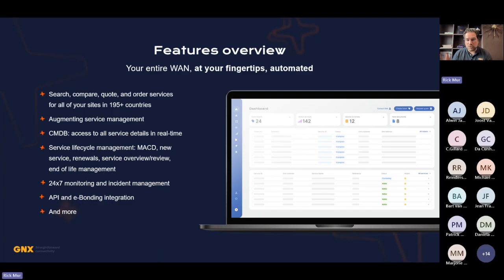And like I said, we do it all through the use of a single platform called GNX Plus, making it easy for you to transparently search, compare, quote, and order your internet services for all over the world that you may need. Everything is done through our single point of view here on the network. You can manage your services. There's 24/7 support and everything and more.